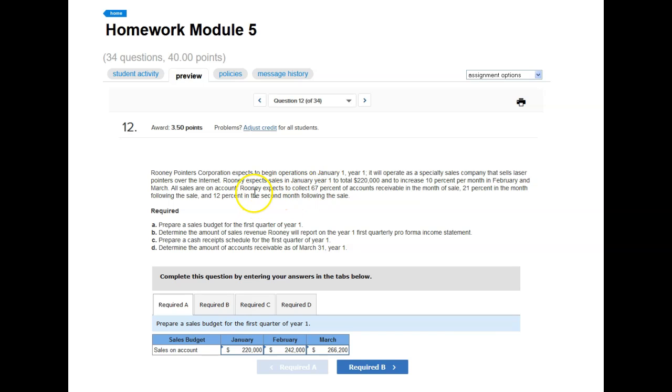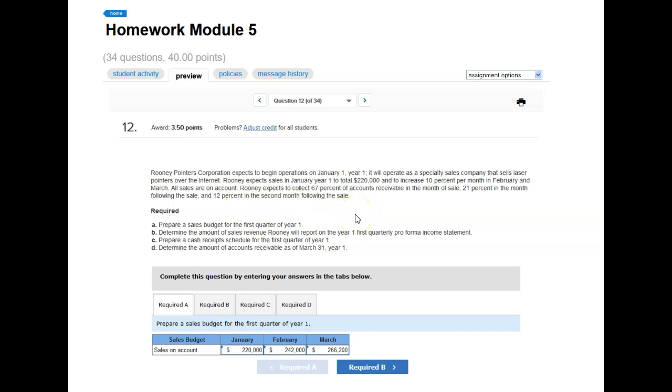Now, pay attention to this sentence right here. It says Rooney expects to collect 67% of accounts receivable in the month of sale, 21% in the month following the sale, 12% in the second month following the sale. Well, what does this mean?